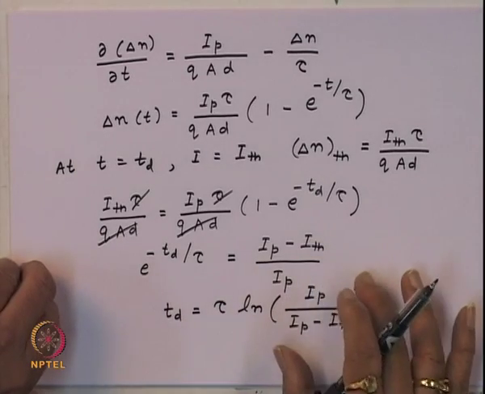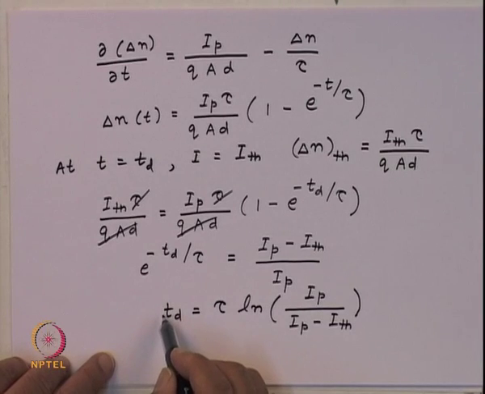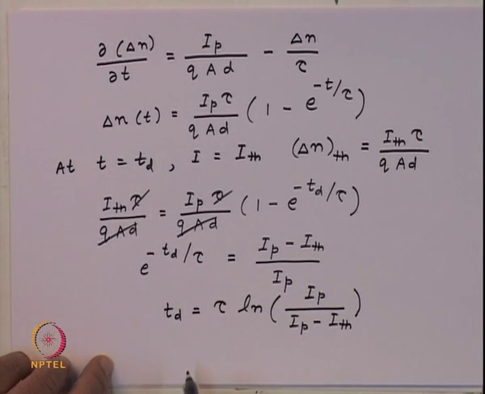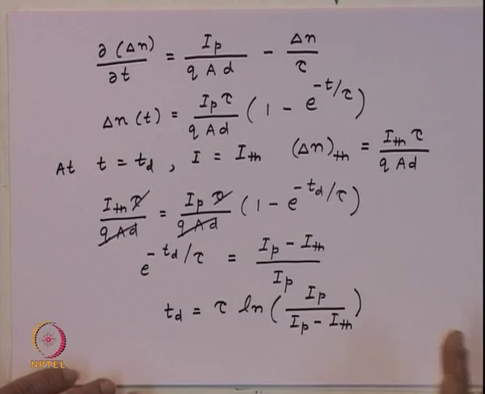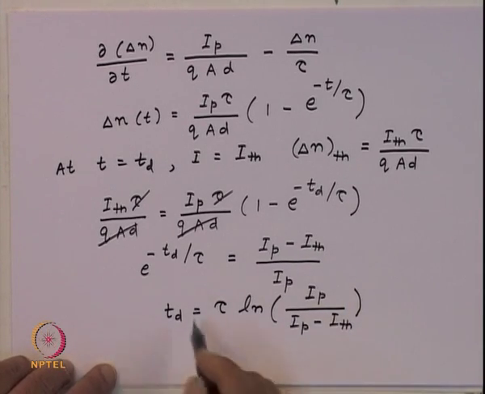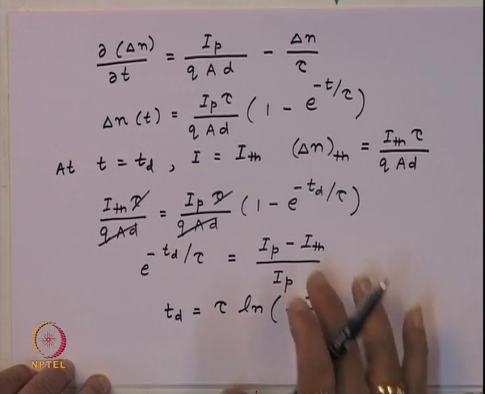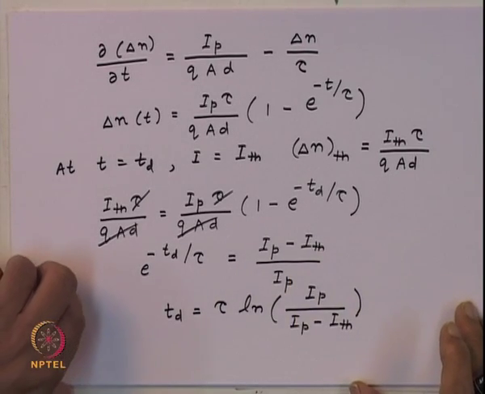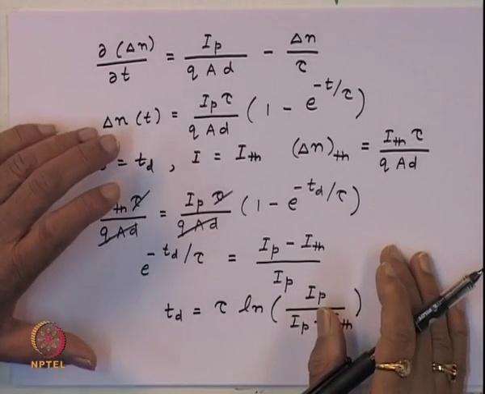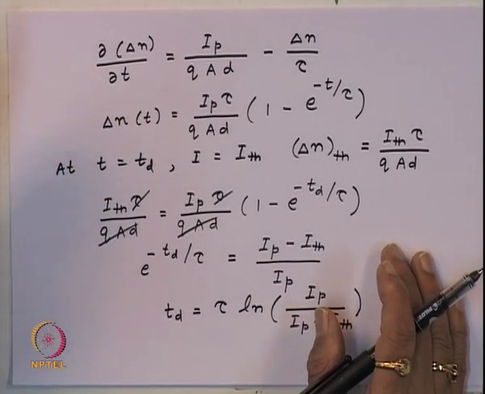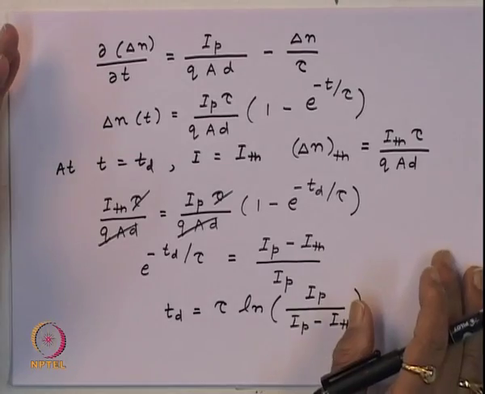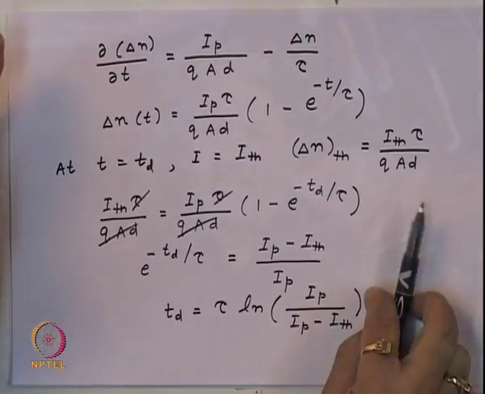That is what we actually wanted to show, that the delay which is going to take place in building the population inversion up to the threshold value is given by this. This relation is important, because what it tells you is that if the laser was biased at 0 current, then it will require a certain time to build the population inversion.